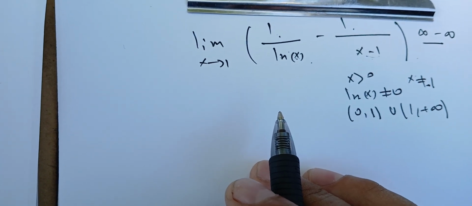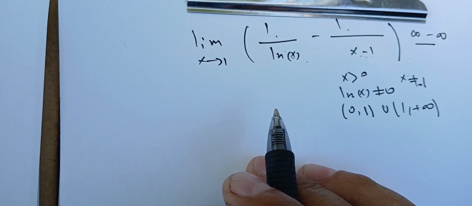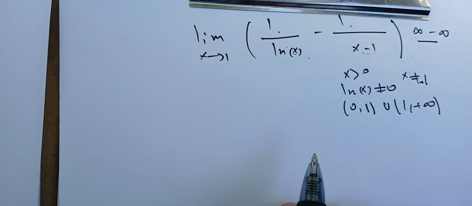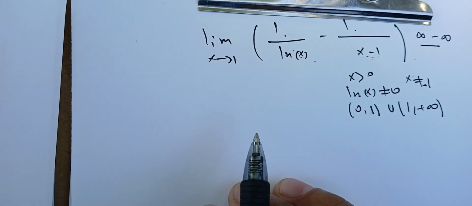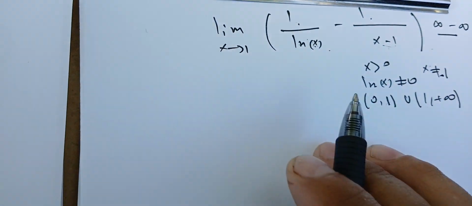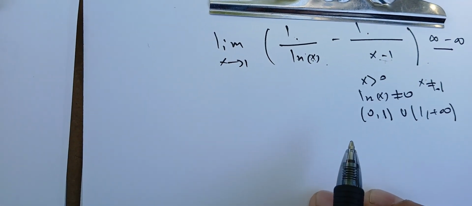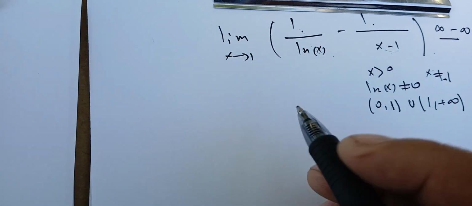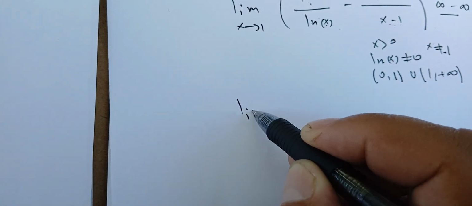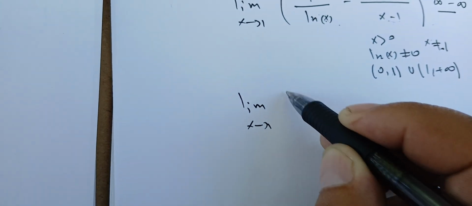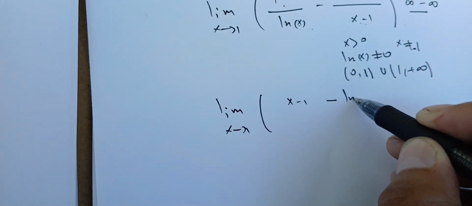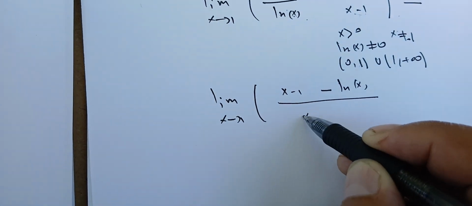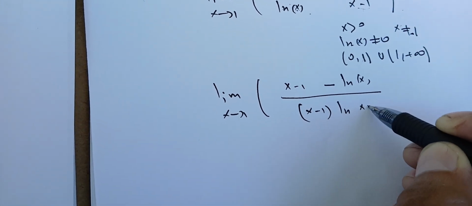To make this work using L'Hopital's rule, we have to do something. I think the best way is to try to cross multiply and see what we can get. So let's do that. The limit as x goes to 1, if we cross multiply, we're going to get x minus 1 minus ln of x, over x minus 1 times ln of x.